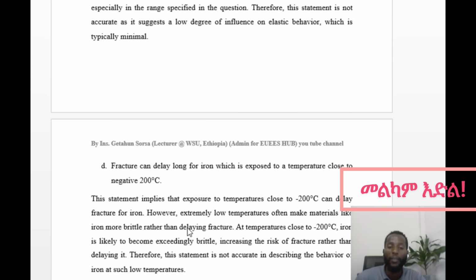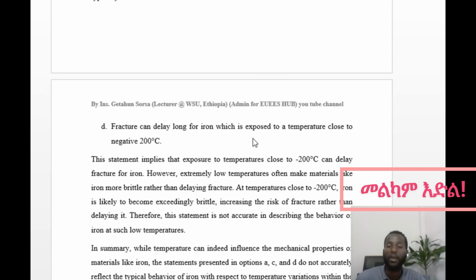And then D: fracture can be delayed for iron exposed to temperature close to negative 200 degrees Celsius. This statement implies that exposure to temperature close to minus 200 can delay fracture for iron. However, extremely low temperature often makes a material like iron more brittle rather than delaying its fracture. At temperature close to minus 200 degrees Celsius, iron is likely to become exceedingly brittle, which increases the risk of fracture rather than delaying it. Therefore, this statement is also not accurate.